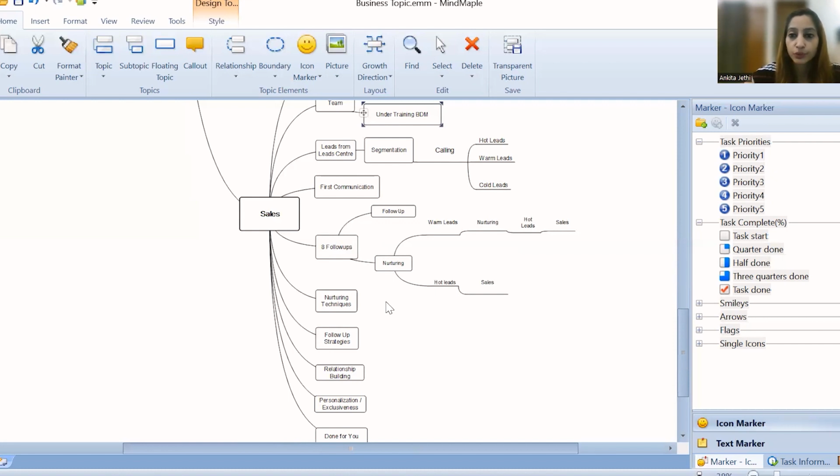So what do we have to do in that case? How are we going to nurture our warm leads or cold leads to get them converted to hot leads and then convert them to sales? All right. So for nurturing techniques, what we do is we deploy certain tools.